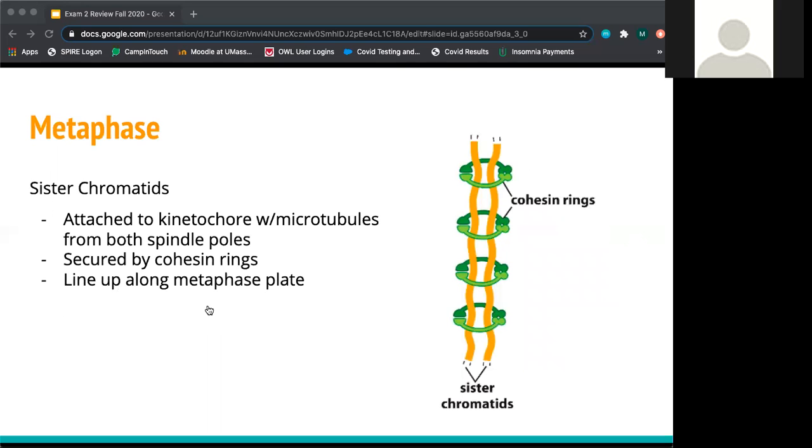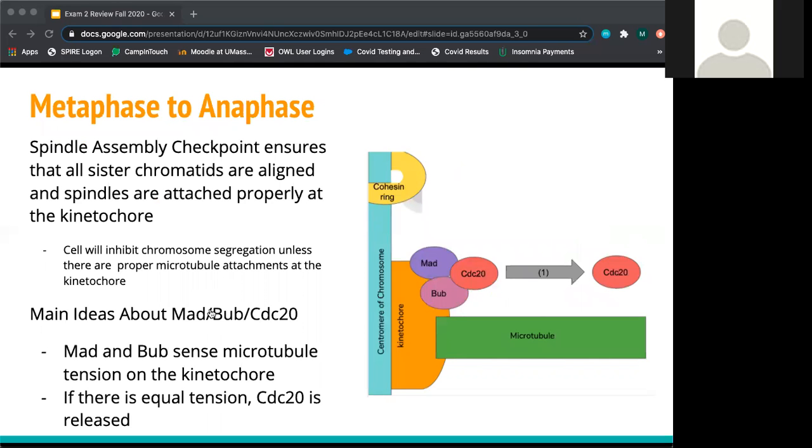So during metaphase, you have your sister chromatids. They're attached to the kinetochore with microtubules, and they're still secured by cohesin rings. So they're together and they're lined up along the metaphase plate. And to get from metaphase to anaphase, you have to pass the spindle assembly checkpoint. And this ensures that all sister chromatids are aligned and the spindles are properly attached to the kinetochore. And the cell will inhibit chromosome segregation unless there are proper microtubule attachments at the kinetochore.